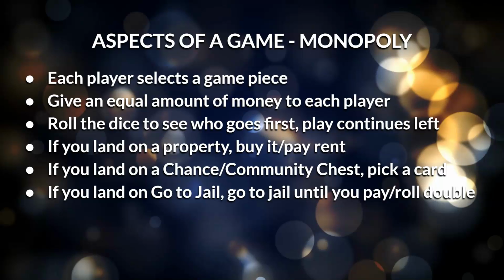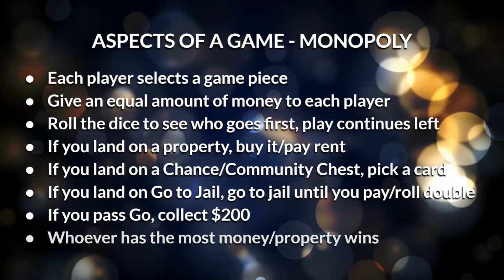So if you land on Go to Jail, you have to go to jail until you pay a price or roll doubles. These are all variations on the house rules because everybody plays Monopoly a little differently. And then if you pass Go, you collect $200. This is all about advantages and points and incentives and also the flow of the game. And of course, how does it end? Whoever has the most money or property wins. So you have your goal.